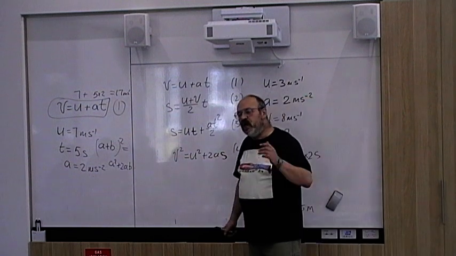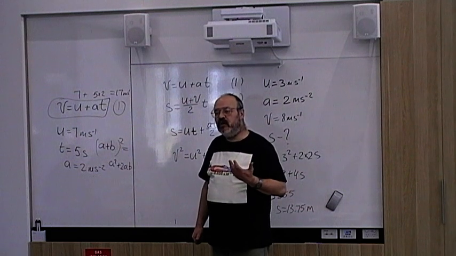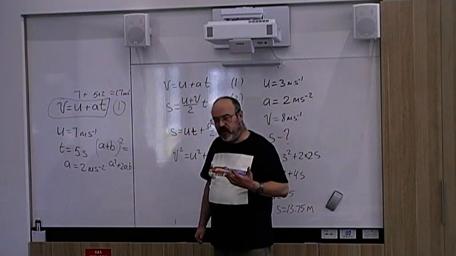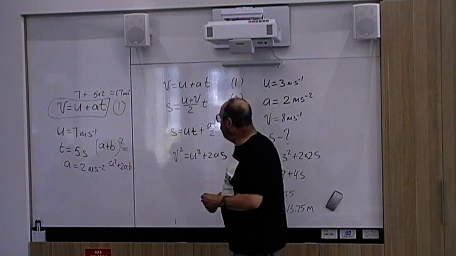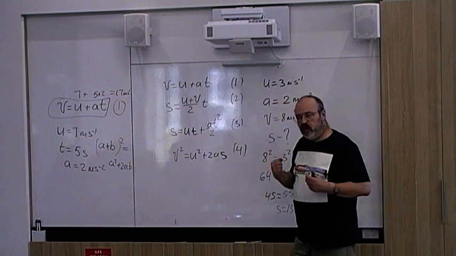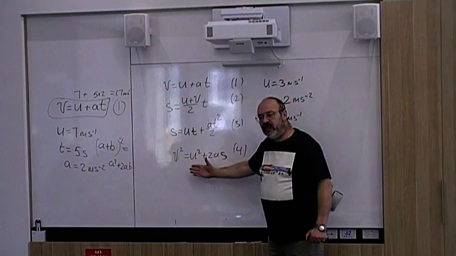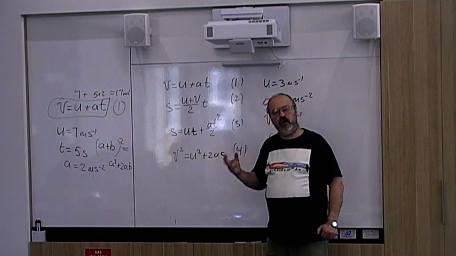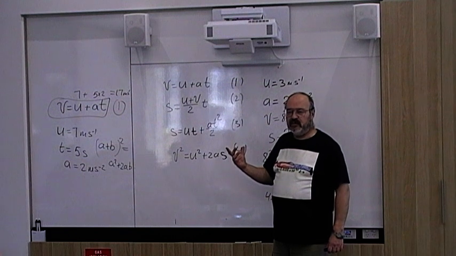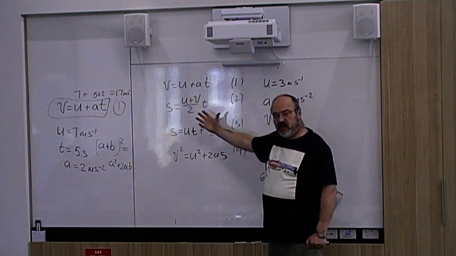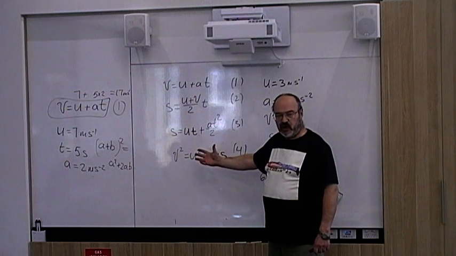So that is how we solve most of the problems with motion with constant acceleration. We list what we know and what we're looking for. And we look for which of the equations connects 3 known with 1 unknown. That's why we need those 4, because they cover pretty much all possible situations.